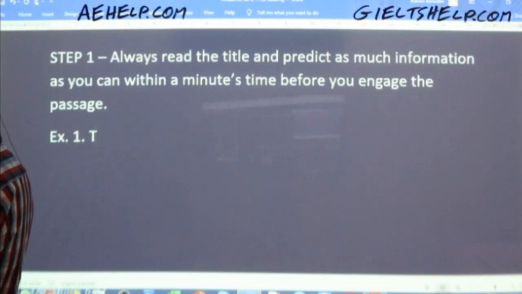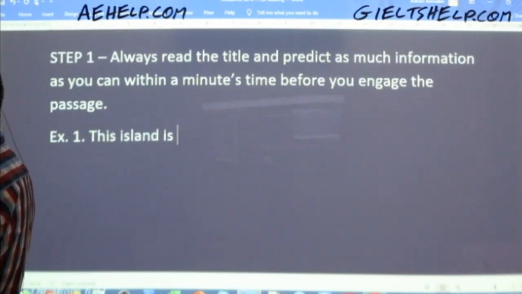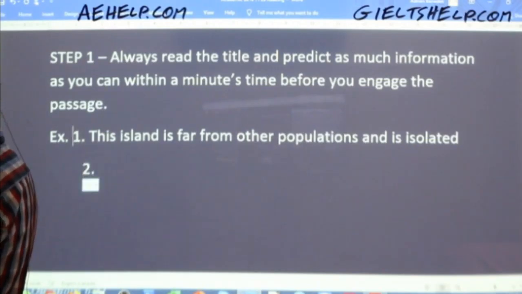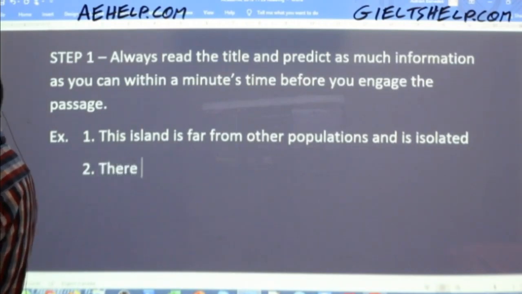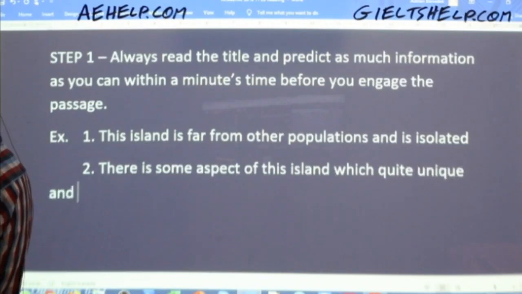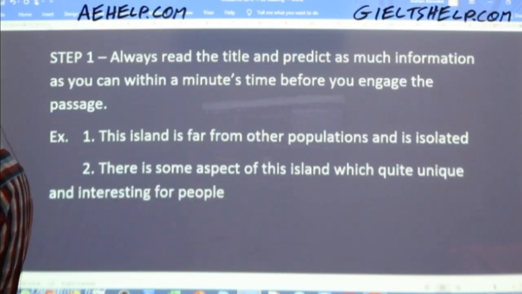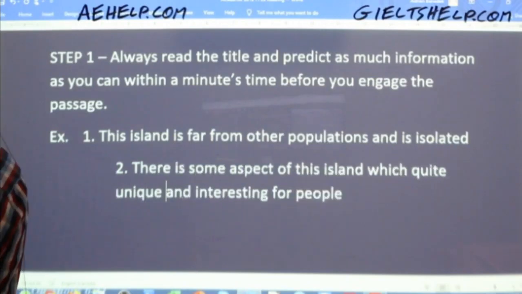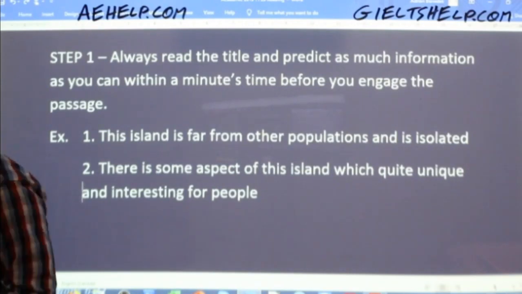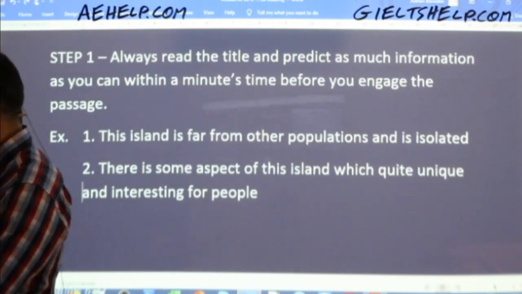So point one, this island is far from other populations and is isolated. Yeah. And the second point that you should realize is that probably there is some aspect of this island which is quite unique and interesting for people. Yeah, absolutely. Okay. So that's the minimum. You should have that in your mind again before you start reading.